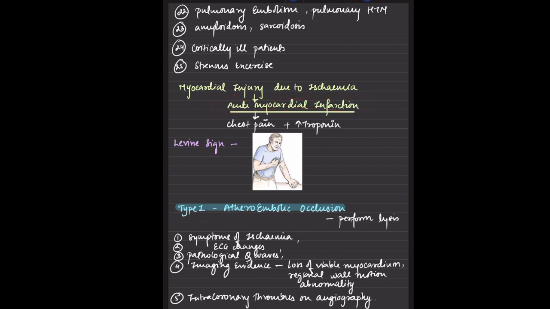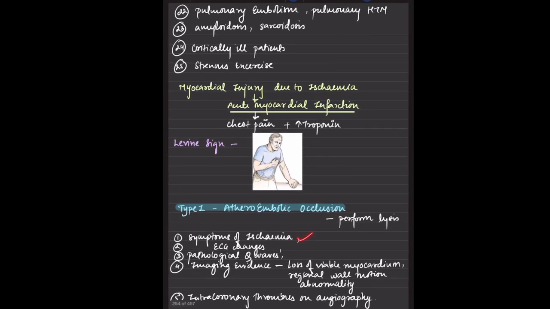Myocardial injury due to ischemia will lead to an acute myocardial infarction, and whenever there is a myocardial infarction or any myocardial injury, that leads to the symptom of chest pain, and there will be elevated levels of troponin. We know there is something called Levine's sign, where the patient comes with a clenched fist towards his chest in utter pain.